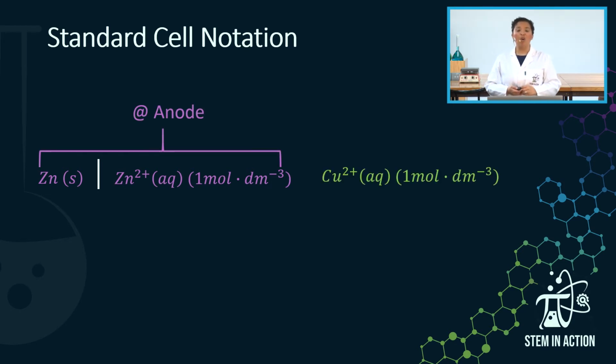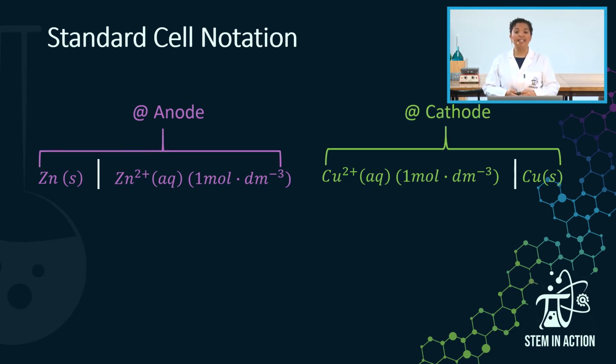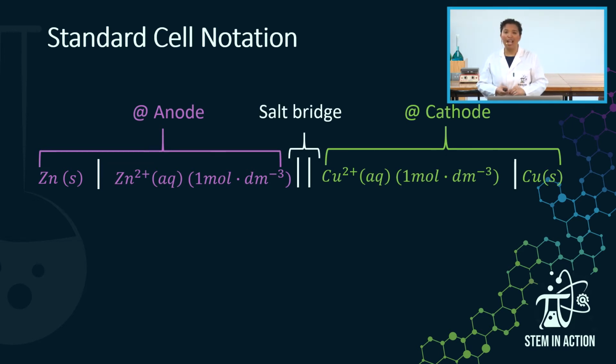And then we have our copper 2 plus ions in solution with copper metal, the electrode, indicated again with a vertical line showing that phase boundary. This takes place at the cathode. These are separated by 2 vertical lines, the salt bridge. And again, those 3 components that we had looked at earlier: the oxidation half reaction at the anode, the reduction half reaction at the cathode, and these separated by the salt bridge. This is what we call standard cell notation.